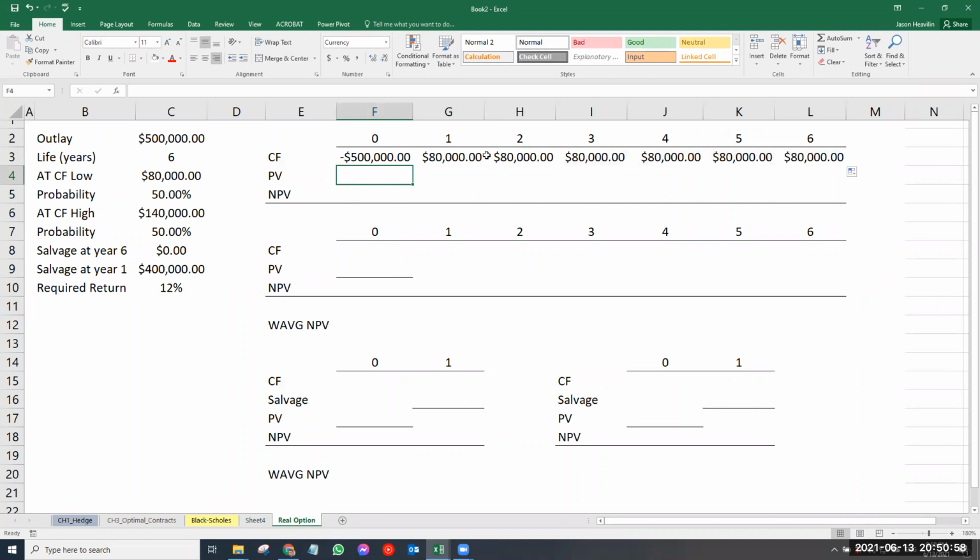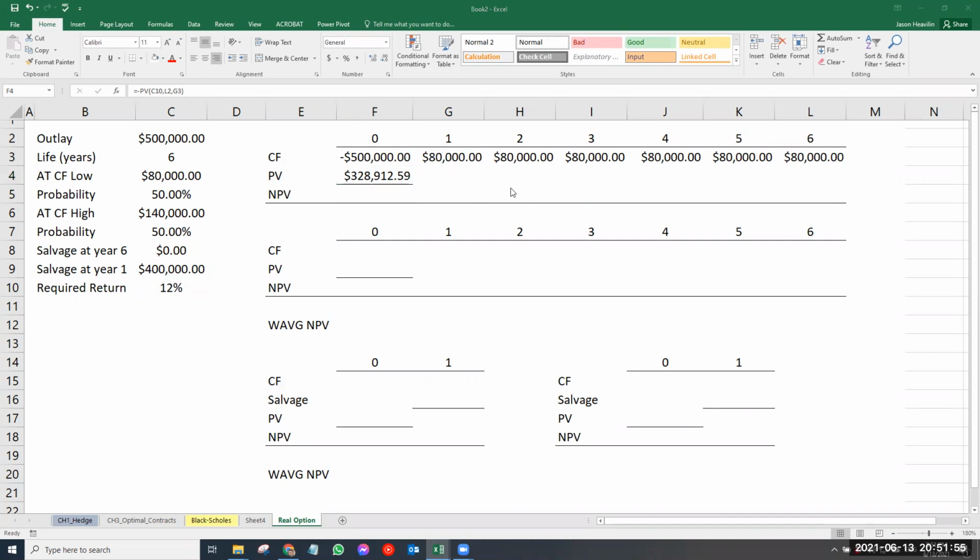To get the NPV, we want the present value of these cash flows. Since these are even cash flows, we can easily use the present value formula in Excel. The rate is the 12% required return. Periods is 6. The payment, we know, is $80,000. We don't have a future value, and the type we can leave blank. Allow me one second, because that is the present value, so we have to make it positive. Okay, so that's the present value of these cash flows.